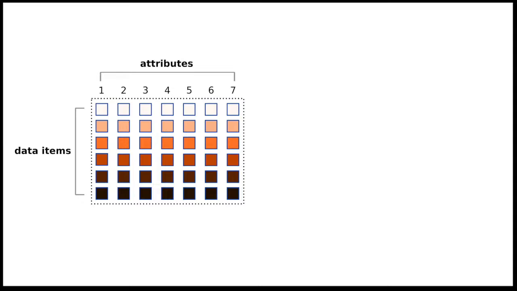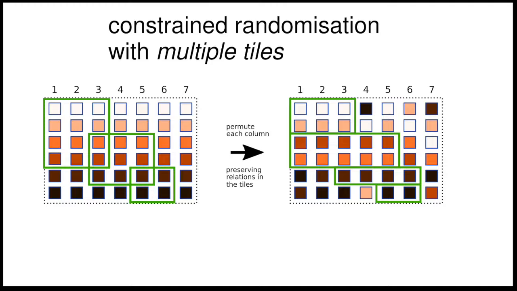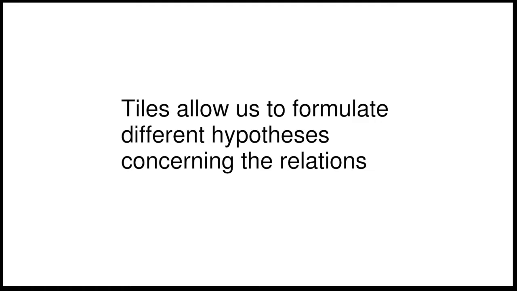Consider this schematic representation of a data matrix with 7 attributes. To model relations between attributes, we use tiles, here marked with green. When we permute the data matrix, items on the same row in the tile are permuted together, keeping these relations intact. Using tiles, we can hence formulate different hypotheses concerning relations in the data.